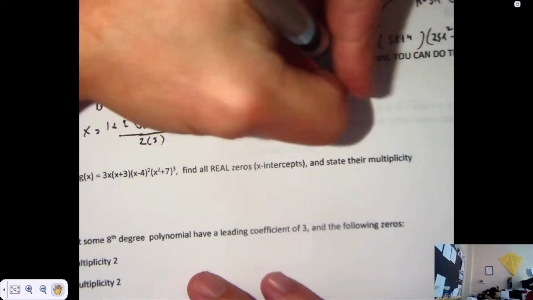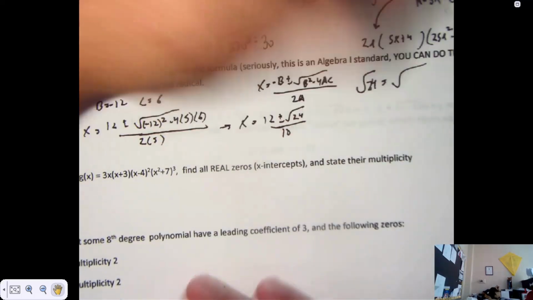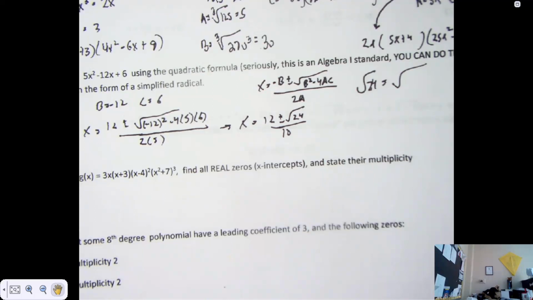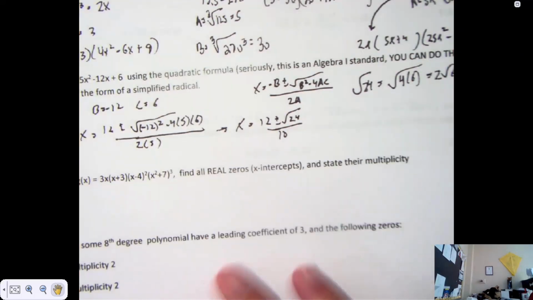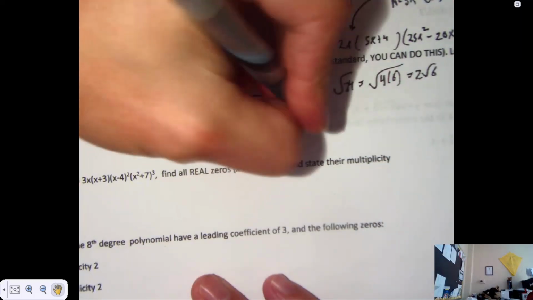Anyways, the freshman skill, the root of 24. How do you get there? 4 and 6. 2 root 6. So I plug that in.